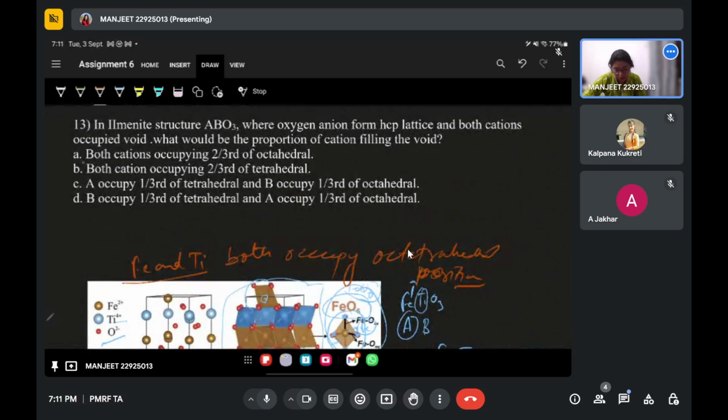So A can be an answer. In B, they are occupying 2/3 of the tetrahedral. No, both are occupying the octahedral. If you look at C and D, A occupies the tetrahedral. No, nobody is occupying the tetrahedral. So C is not the right answer, B is also not the right answer. And in D also, B occupies 1/3 of the tetrahedral, so it is also not the same case. So B, C, D are not the same case.